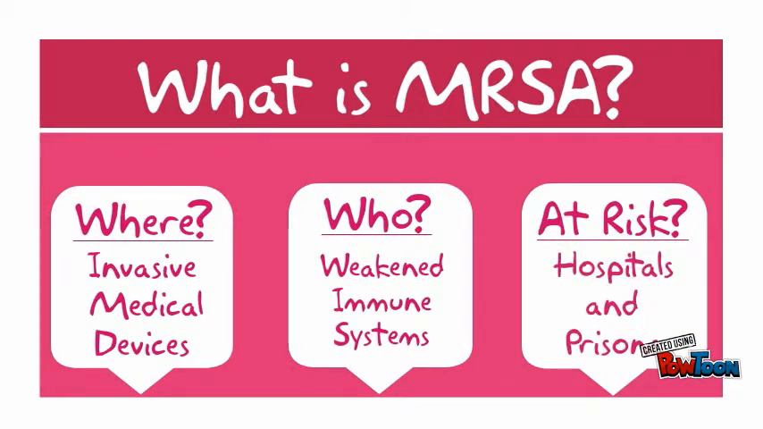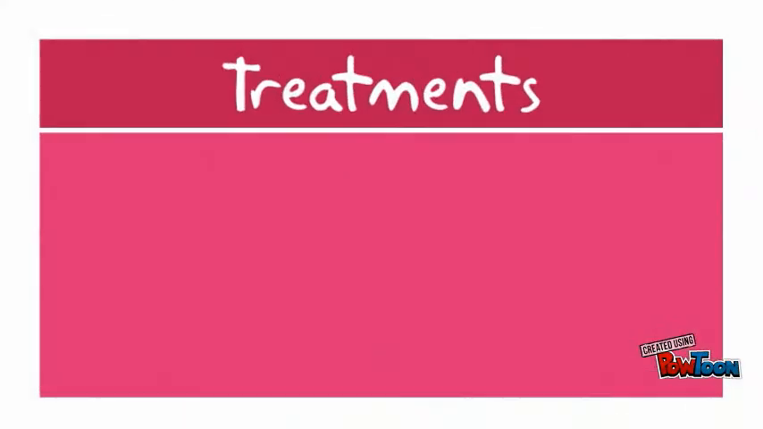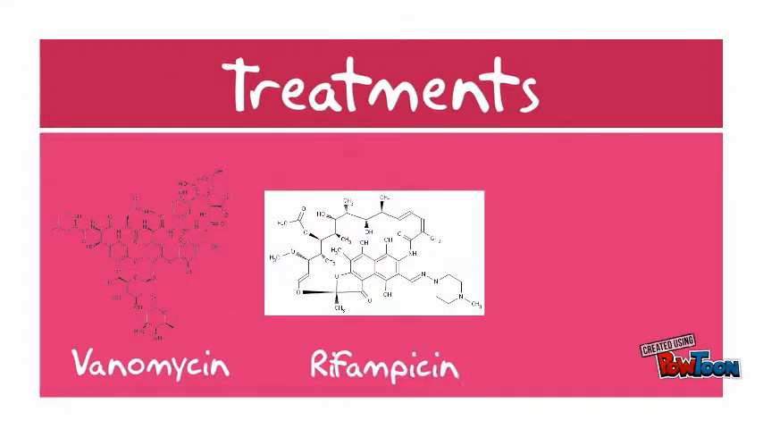This bacterium is often found on invasive medical devices, open wounds, and in people with weakened immune systems, meaning that facilities which contain a large number of people, such as hospitals and prisons, are at higher risk than the general public, although cases outside these facilities have been recorded. There are a number of antibiotics which have been available over the past 50 years that are used to treat MRSA, such as vancomycin and rifampicin.